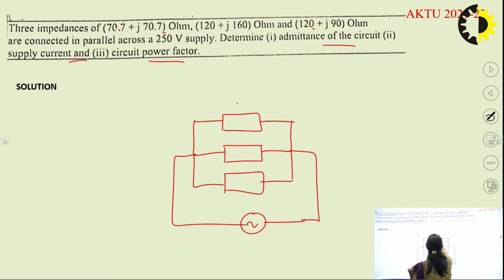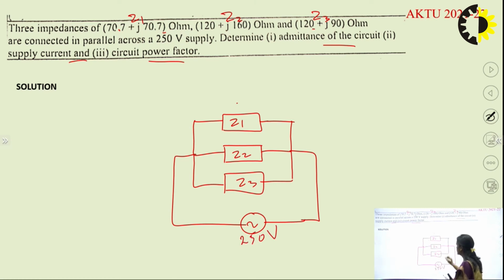So this is Z1, Z2 and Z3. This is Z1, this is Z2 and this is Z3, right? This question was asked in AKGEC in 2021-22. So this is the circuit and the supply is 250 volt, right? This is how you will draw the circuit.